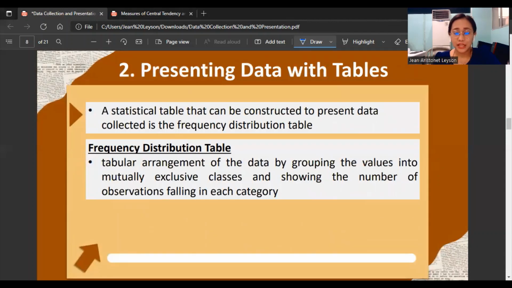Next is presenting data with tables. A statistical table that can be constructed to present data collected is the frequency distribution table. So in data collection, this is what we are going to be using, the frequency distribution table, or more commonly known as the FDT. So what is a frequency distribution table? It is a tabular arrangement of data by grouping the values into mutually exclusive classes and showing the number of observations falling in each category.